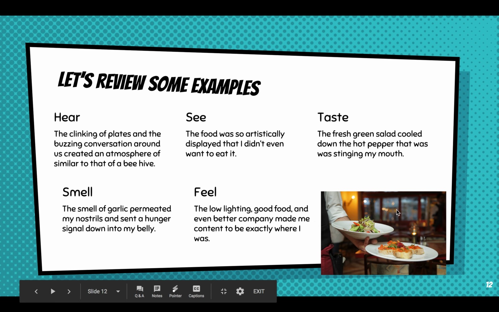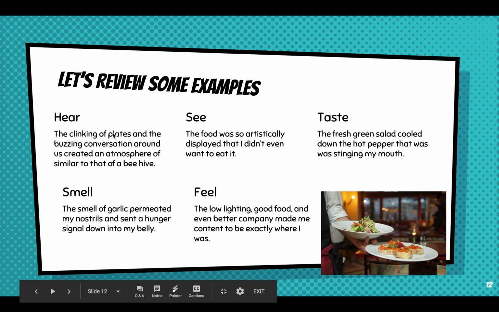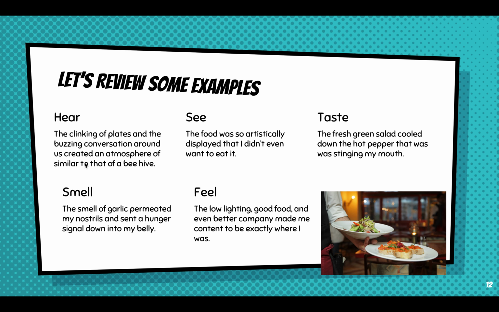So let's review some examples. I just searched up restaurant and I found this picture and I threw it in there. So I use this as my inspiration. Other things in a restaurant, I might say something like, the clinking of the plates and the buzzing conversation around us created an atmosphere similar to that of the beehive. Notice I combined imagery words like what I was hearing, and I also included an onomatopoeia, and I also included a metaphor. See, the food was so artistically displayed that I didn't even want to eat it.